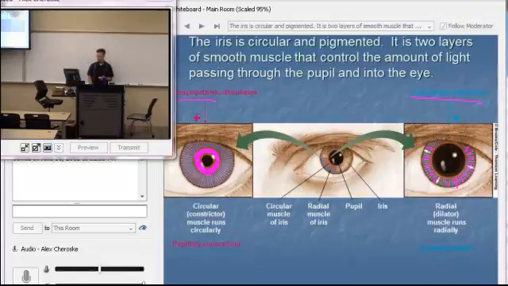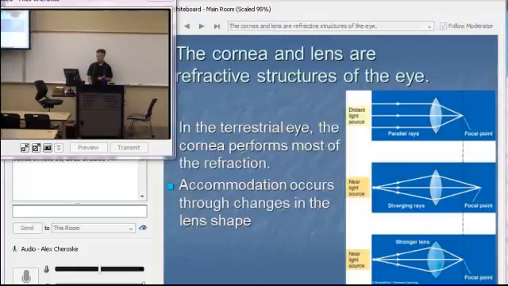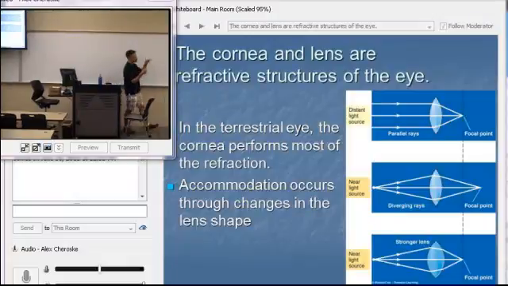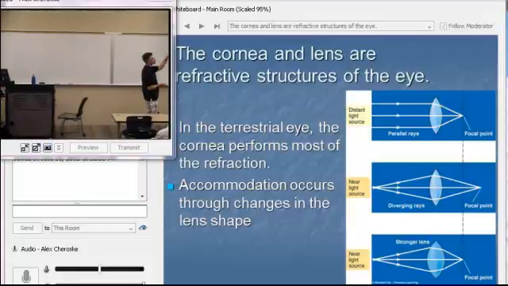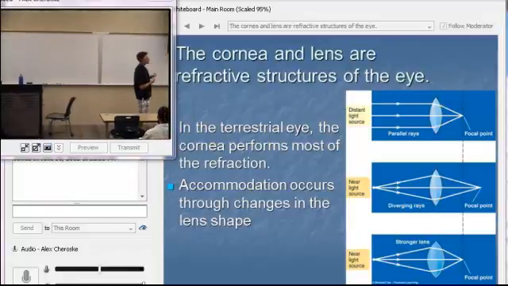So the iris helps to control the size of the pupil, which helps to control the amount of light that's going in the eye. We said that the cornea and the lens both bend light rays. The cornea brings it into the eye, and the lens helps form a clear image on the back of the retina. While we can't change the shape of the cornea, unless you're putting your finger on it or something like that, we can and do actively change the shape of the lens.